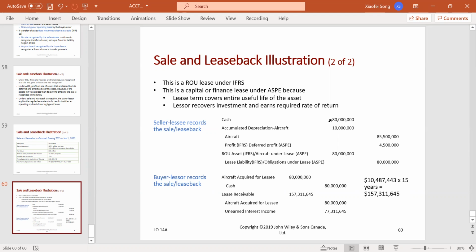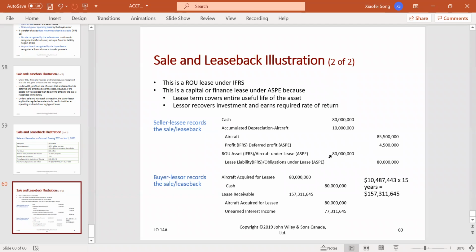Okay, this is the sale transaction similar to that. We're going to record cash and we will remove the equipment and there is a profit or gain here, right? This gain is recognized as realized right away under IFRS, but under ASPE, this will be deferred. This gain will be amortized over the 15 year period of the lease. So that's a difference, okay?